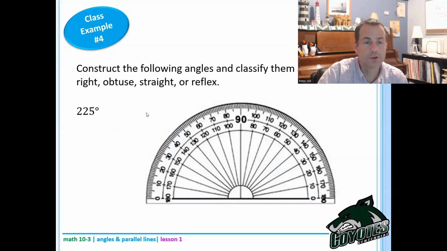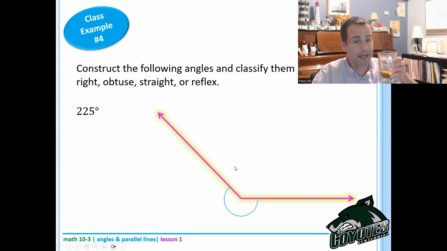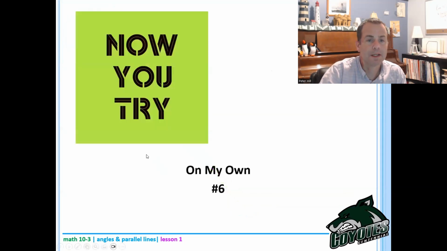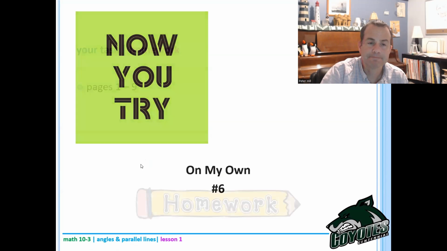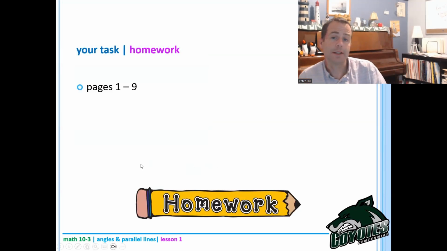Okay. So I'll show you that one more time. Here's my 135. Then I took it away and I made my rotation be on the outside instead of the inside. Okay, and then that would be classified as a reflex angle. Okay, awesome. Now you're going to try number 6. And that'll be it for this first lesson.